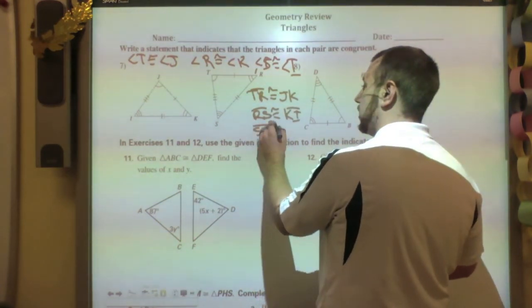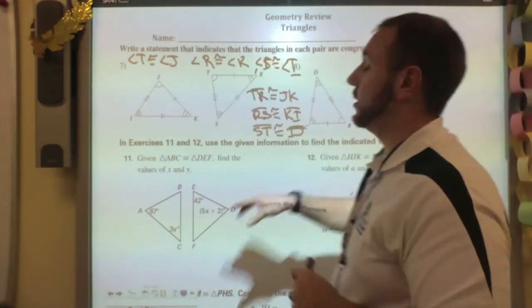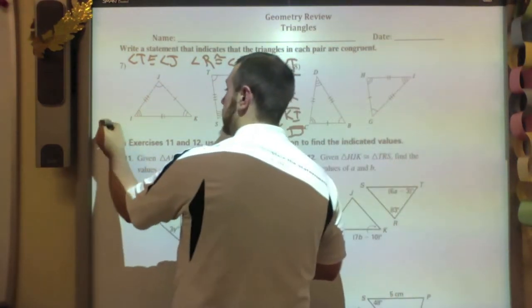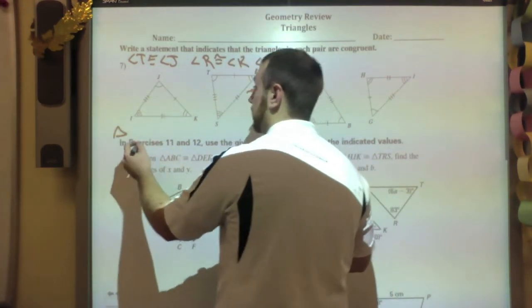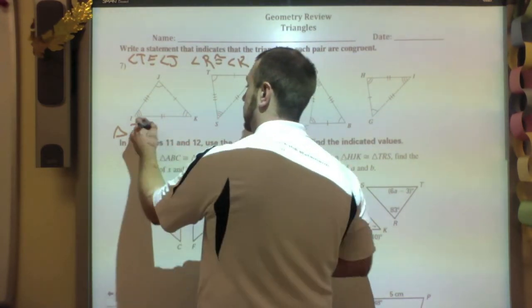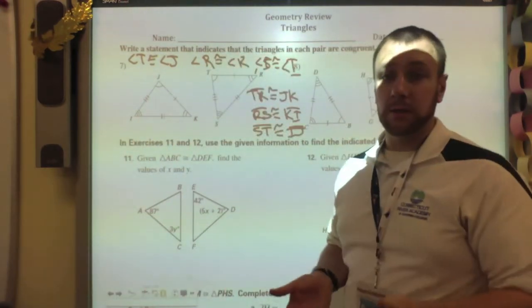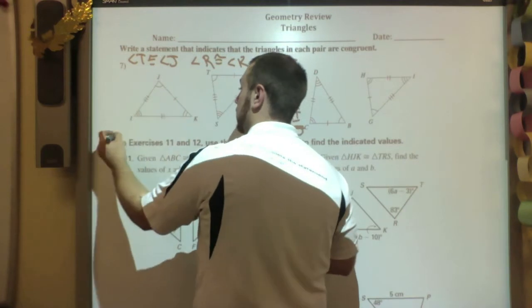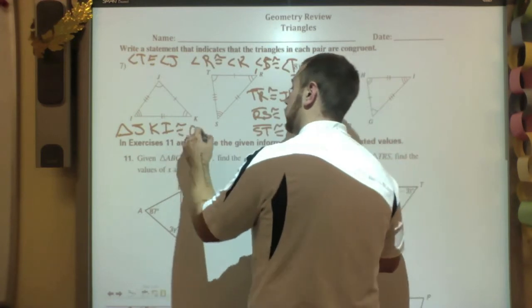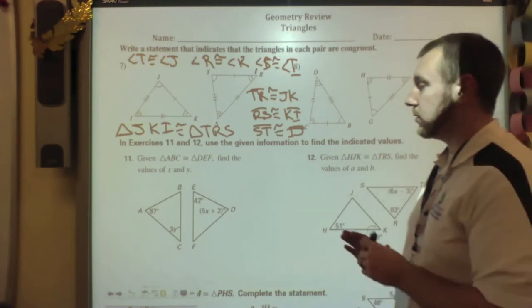ST is congruent to IJ. So I notice all the sides and all the angles are congruent. So now I can write a congruency statement that says triangle JKI, this triangle right here, is congruent to triangle TRS. So that's all you're doing here, is naming the congruent sides.